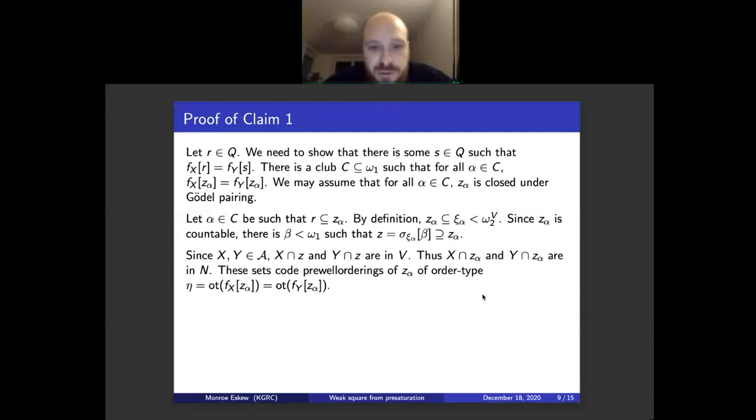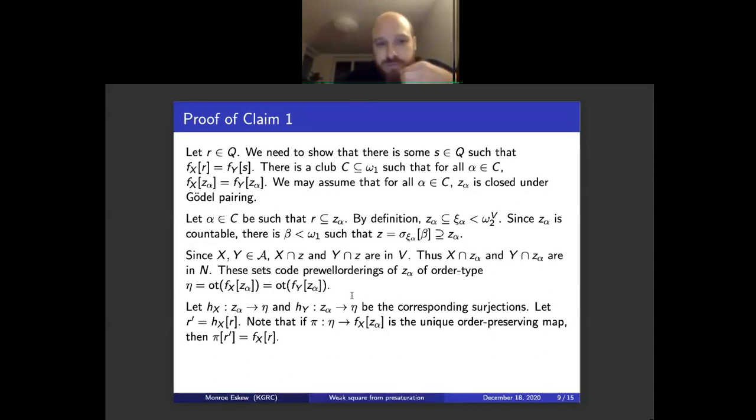These code pre-well-orderings of Z alpha of a certain order type. What's going on here is that Z alpha is closed under the pairing function. The information in Z alpha just tells you, in the ordinals contained in Z alpha, what order they are put in by this X intersect Z alpha. So X intersect Z alpha codes a pre-well-ordering, and it just tells you the order in which things are arranged. It corresponds to exactly the order they will appear in the final surjection, but we don't know what their values are going to be. We just know how they're ordered. But since F sub X and F sub Y have the same image on Z alpha, we know that order type is going to be the same. So it's some countable ordinal eta.